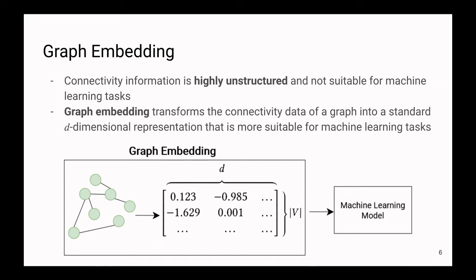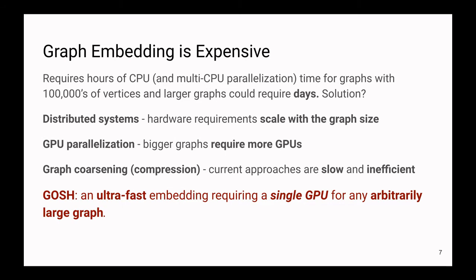For graphs, connectivity information is highly unstructured, and this is not suitable for machine learning tasks. The process of graph embedding transforms this unstructured data into a standard d-dimensional representation, which is way more suitable for machine learning tasks to learn from. Although it is way more suitable, graph embedding is not cheap. It requires hours of CPU time for graphs with hundreds of thousands of vertices, and even larger graphs could require days. To tackle this problem, one can utilize distributed systems, GPU parallelization, and graph coarsening approaches.